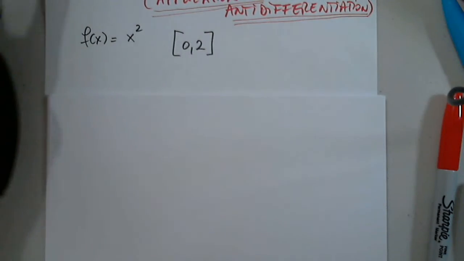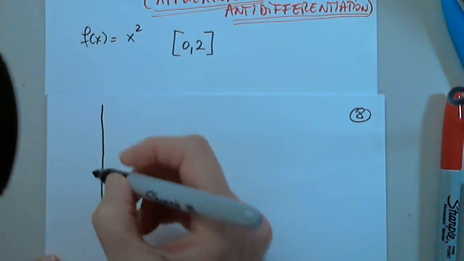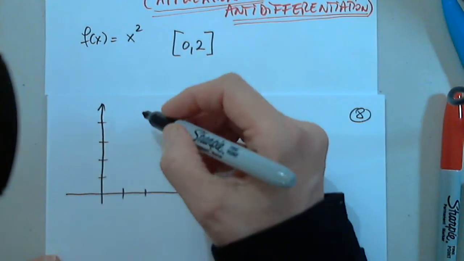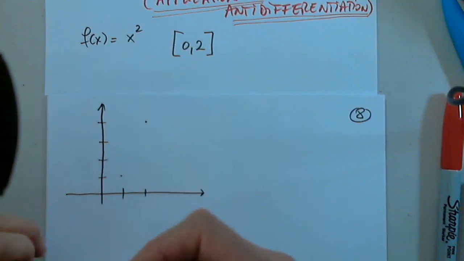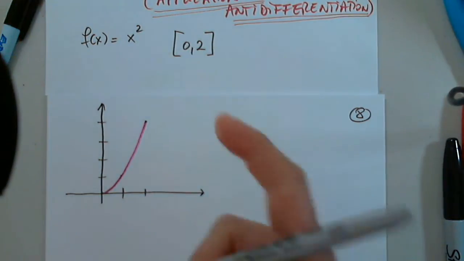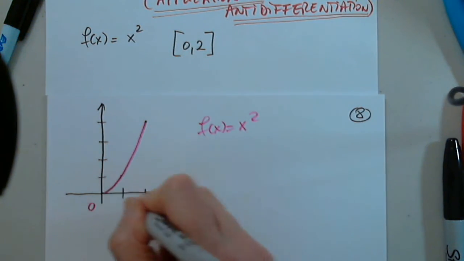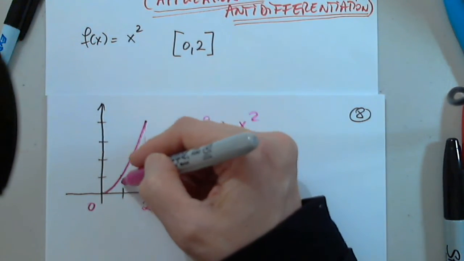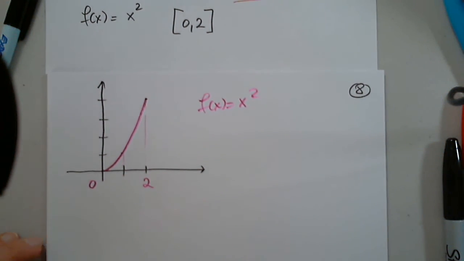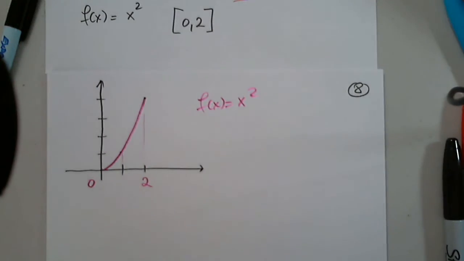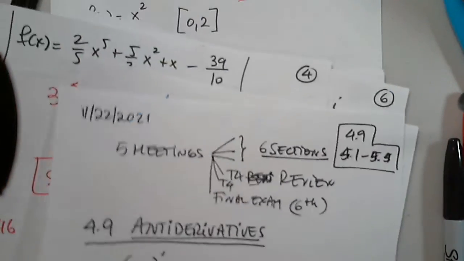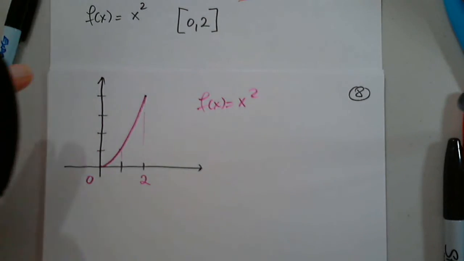When I graph this function on the interval 0 to 2, 2 squared is 4. Okay, here's the graph. This is the graph of x squared between 0 and 2. And this is the area under the graph. The question is why I'm looking at the area under the graph. I'll explain in detail why. The explanation is already in here, but I'll explain more, and I'll explain with other examples also.